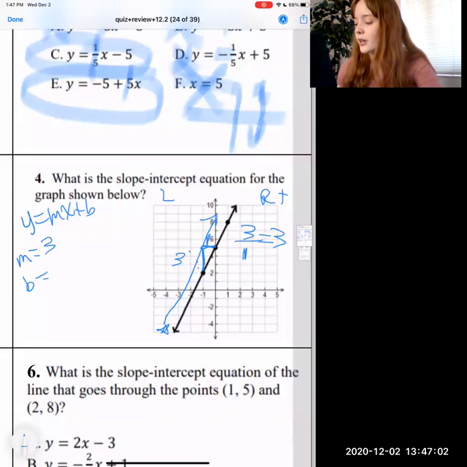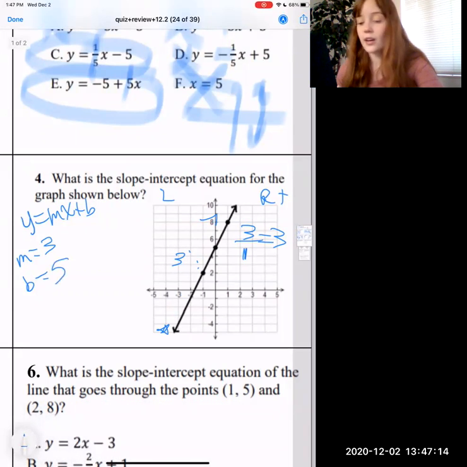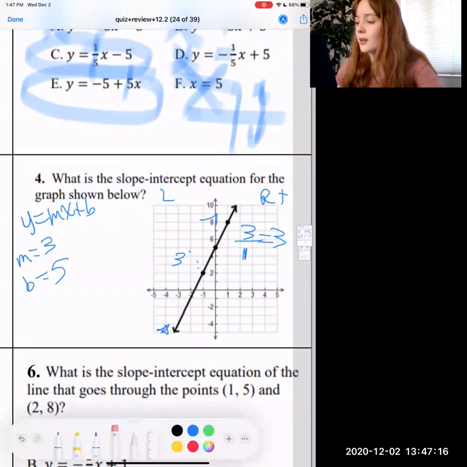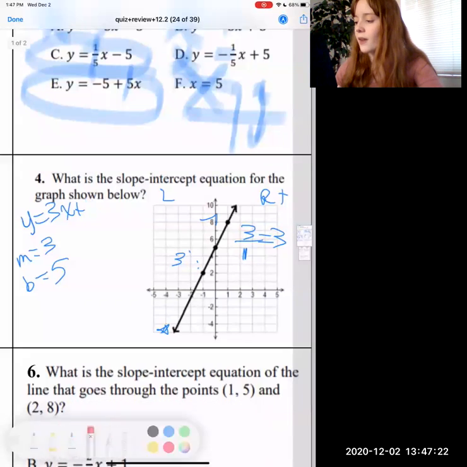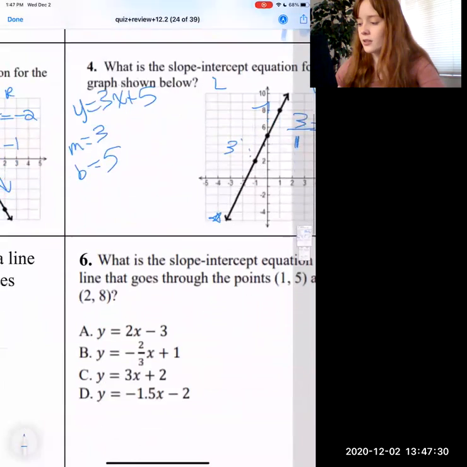Our y-intercept is where it crosses. I'm going to kind of erase some of my annotations so we can see a little bit better. It looks like it's 2, 3, 4, 5 is right there. So now to write our equation, we replace the m with the 3, and the b with the 5. And that's how we get to our equation from graphs. Let's keep going.